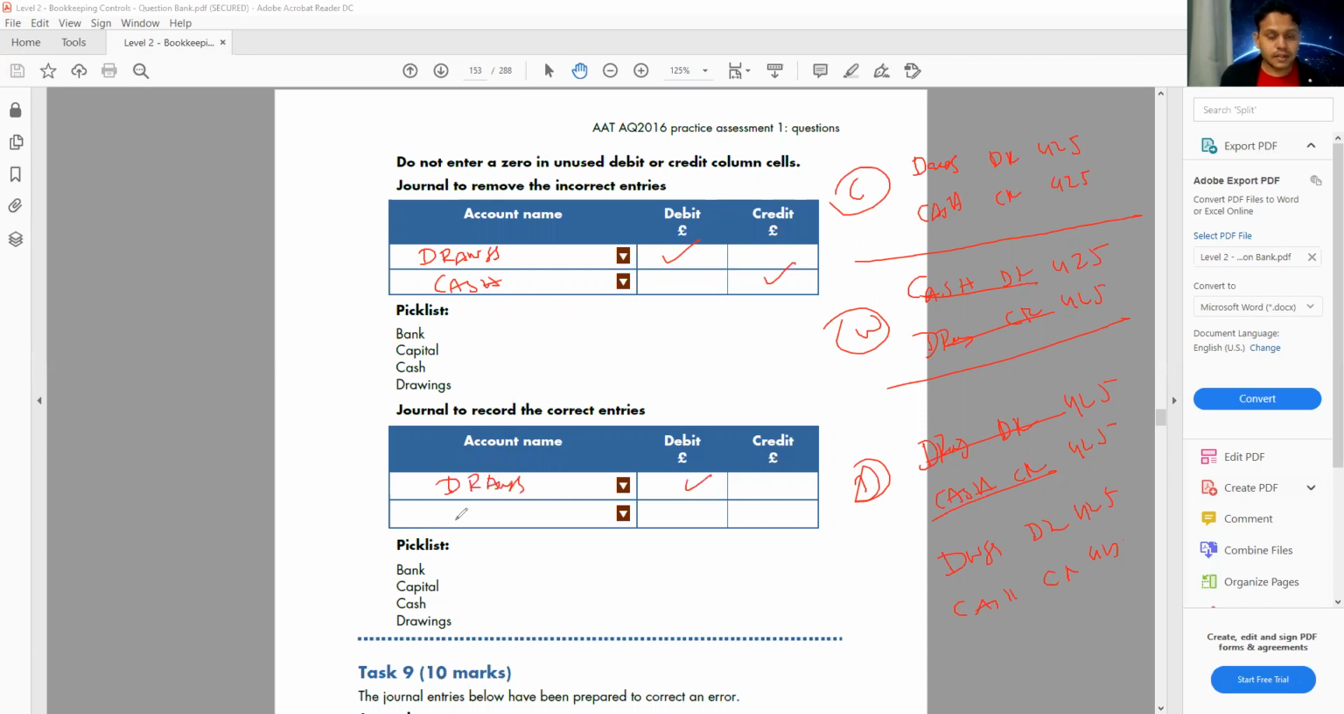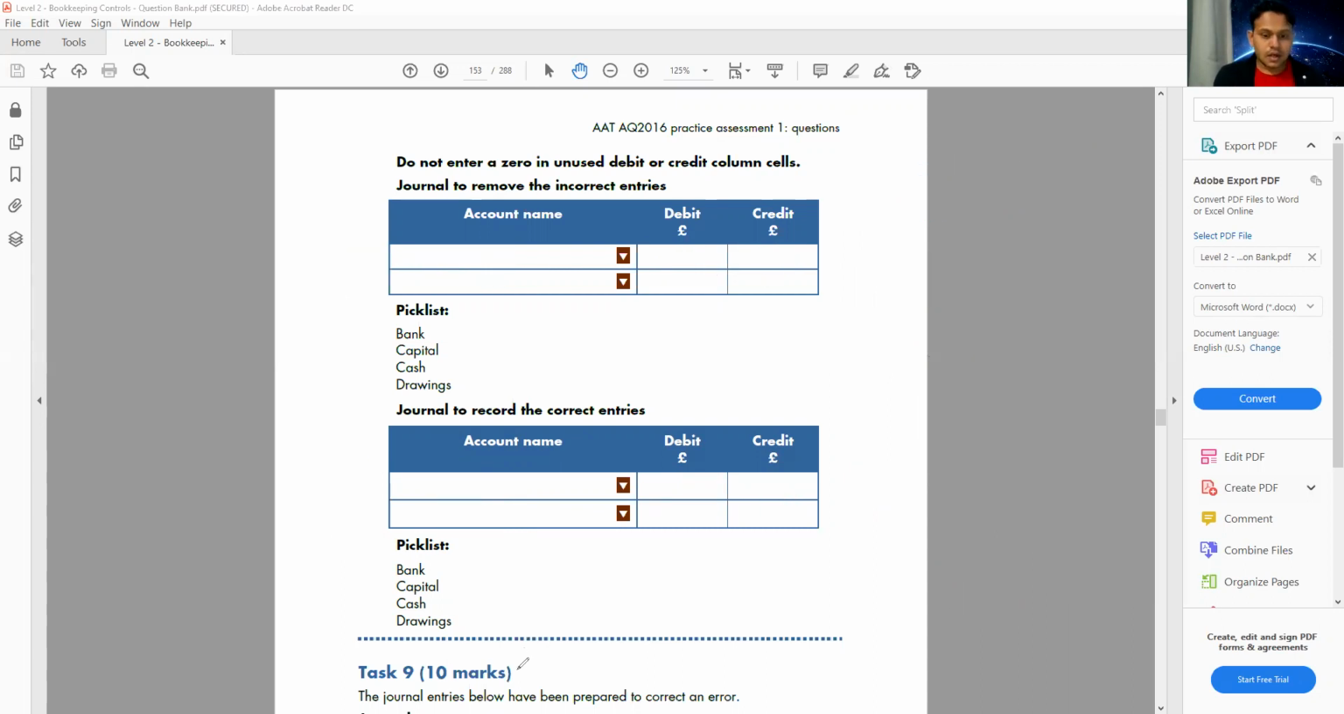Drawings debit, cash credit. Because the first one I'm writing, that was to correct my old mistake. And number 2 is writing that's supposed to be a new entry. So when there is error of reversal, you write the same thing twice. All right, so let's move on to the next question.